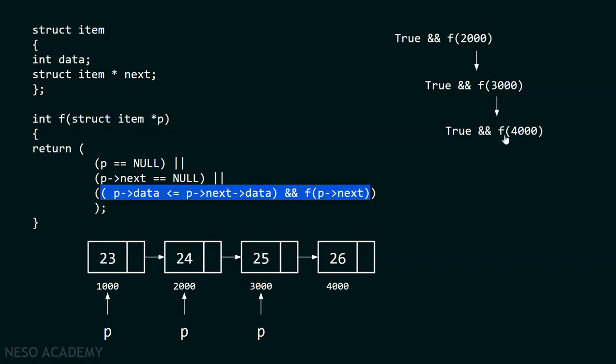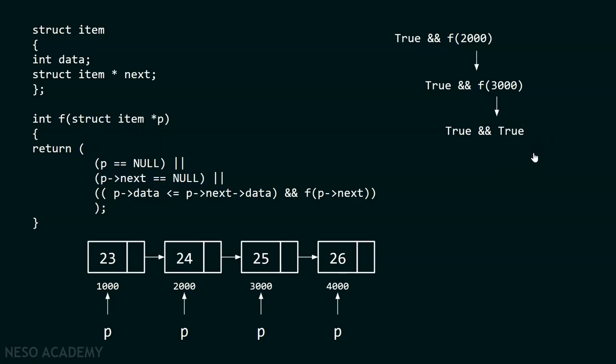Now to this function, we are passing 4000, which is received by P. So here again, a P pointer is declared, which receives this address 4000. Now in this case, you can clearly see P next is null. So this line of code will get evaluated and we can simply replace this by true. We know that true or with anything is true. So no matter what, true will be returned back. And returning back means that this F4000 can be replaced by true.